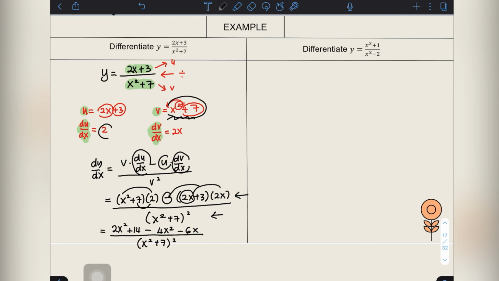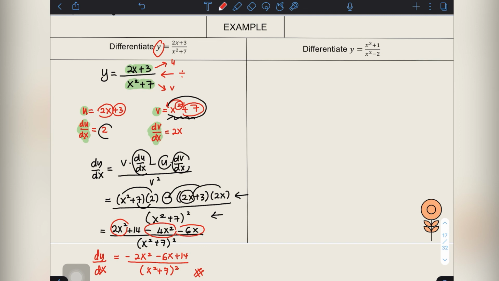Okay, so you can see here what you can simplify. 2x squared you can minus with negative 4x squared. So you will have negative 2x squared minus 6x plus 14 over x squared plus 7 to the power of 2. So this one is the derivative of your function y, or it can be written as dy dx. Okay, so this one is how I find the derivative of a function by using quotient rule.